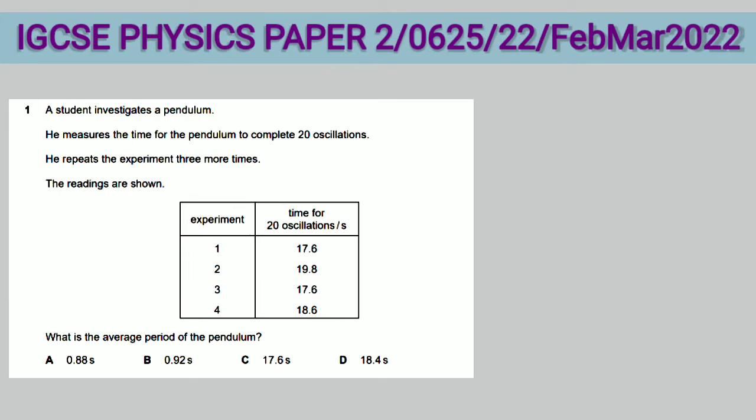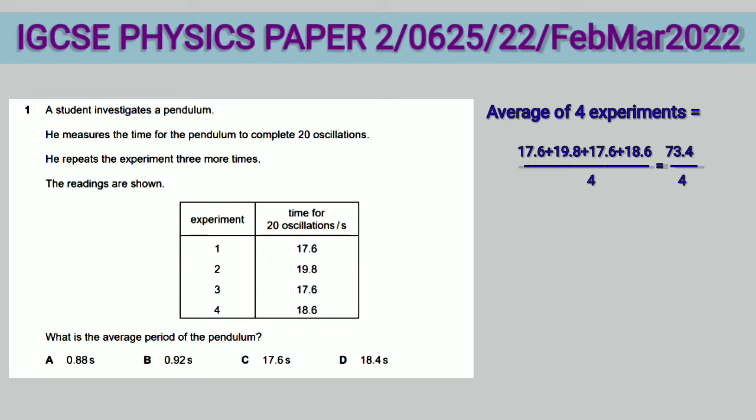And our first question is, a student investigates a pendulum. He measures the time for the pendulum to complete 20 oscillations. He repeats the experiment 3 more times. The readings are shown. What is the average period of the pendulum? In all, we have readings of 4 experiments. We will add all the readings and divide by 4 to take the average of the 4 experiments.